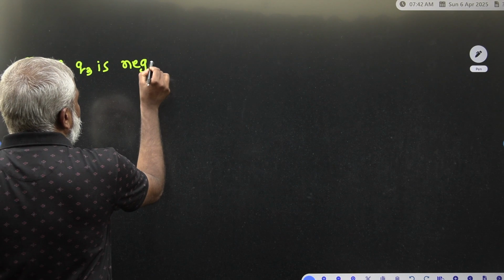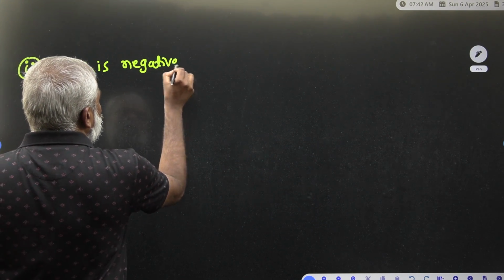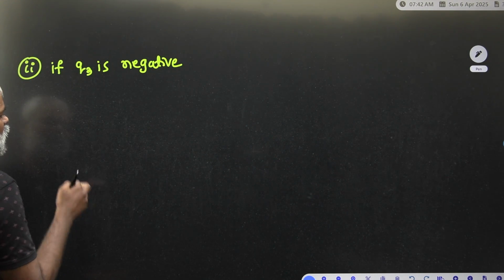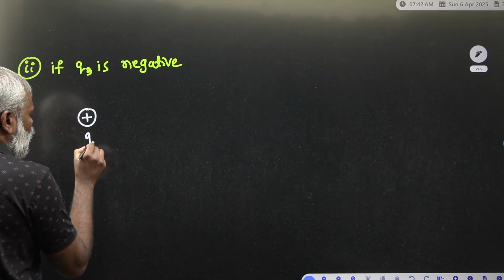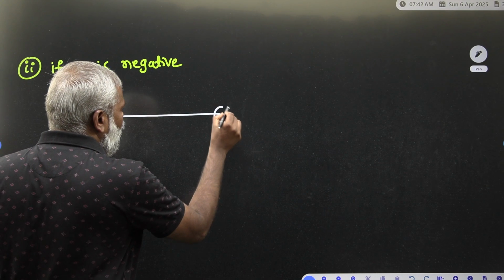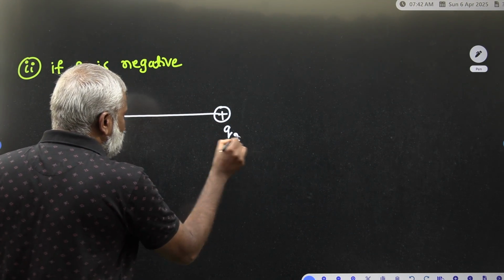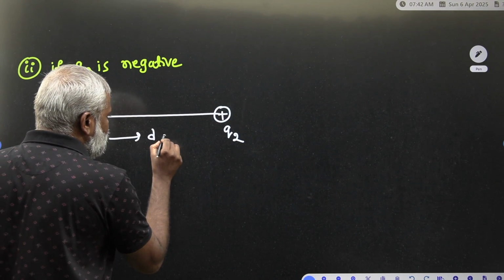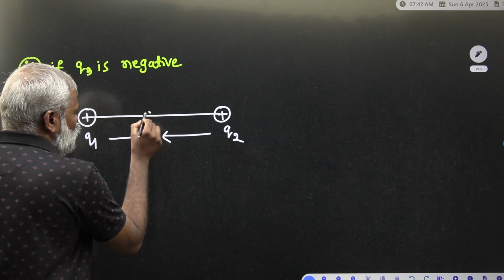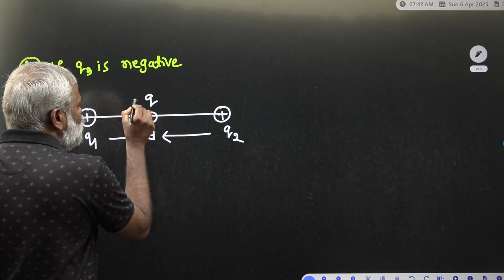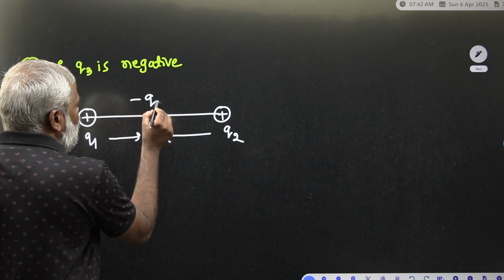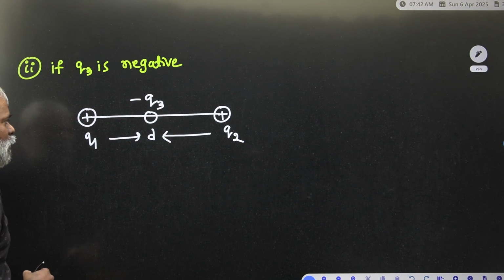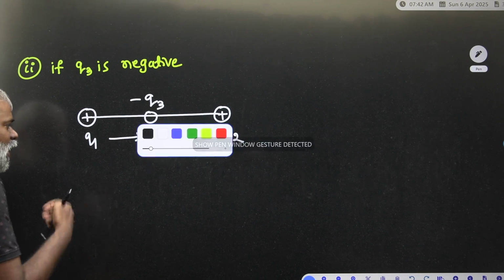If Q3 is negative, how do we write it? This is a point charge plus Q1 and this is the point charge plus Q2, separated by a certain distance, and that distance is equal to d. Now the charge Q3 we represent as minus Q3. Now you are able to see the directions.